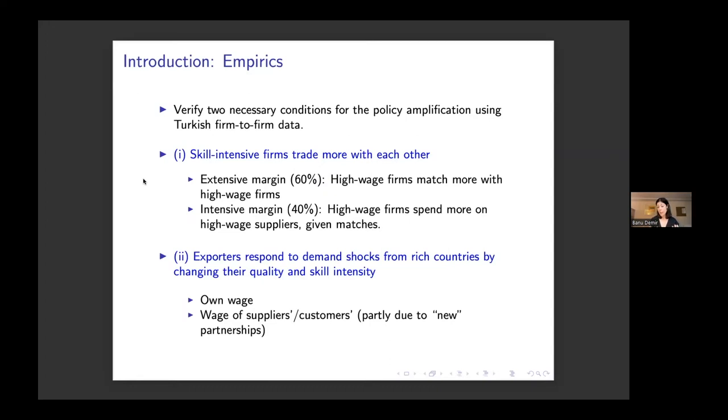And exploiting the details of the VAT data, as well as matched employer-employee data, we find that actually a significant part of this supplier-buyer effect is generated by the formation of new connections, either in the labor market or in terms of business connections.